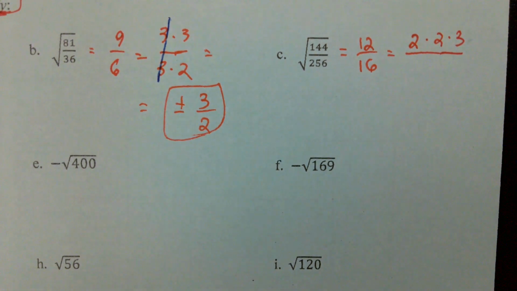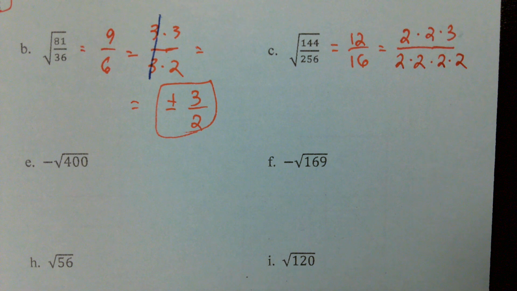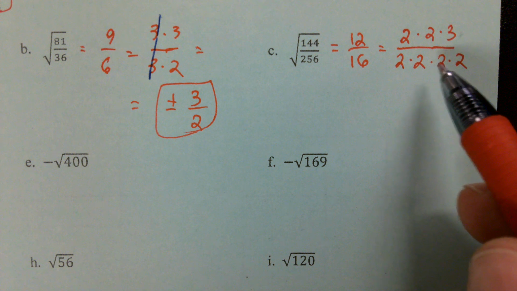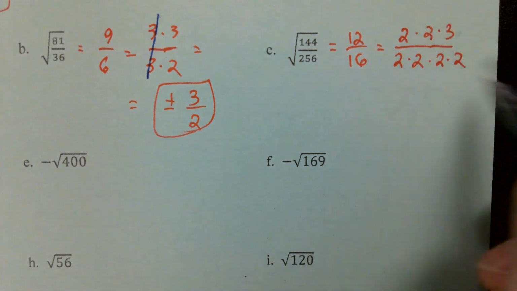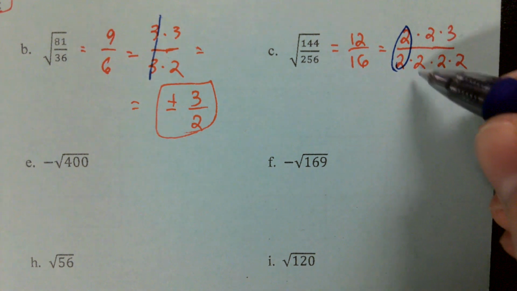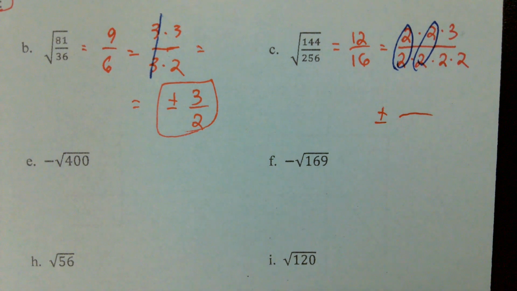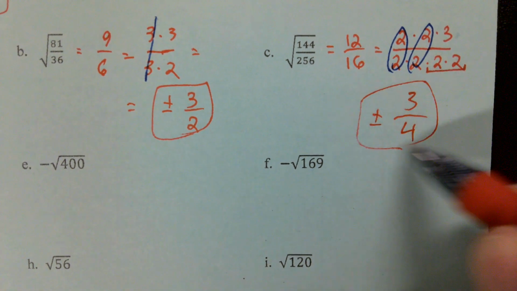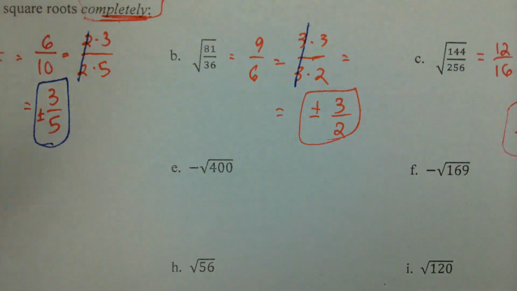How can I split up 16? 2 times 2 times 2 times 2. 2 times 2 is 4, 4 times 2 is 8, 8 times 2 is 16. Right? Are there any common factors we can cancel out on the top and bottom? A pair of 2's and another pair of 2's. What am I left with on the top? What am I left with on the bottom? 2 times 2, which gives me 4. Just like that. So don't forget your plus or minus signs.